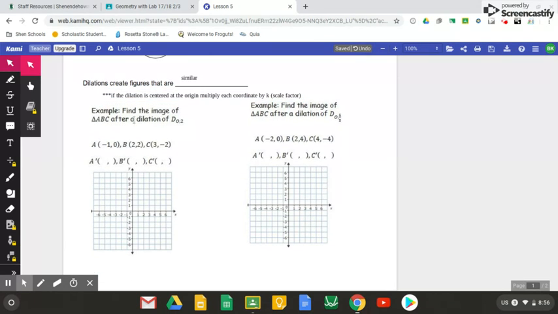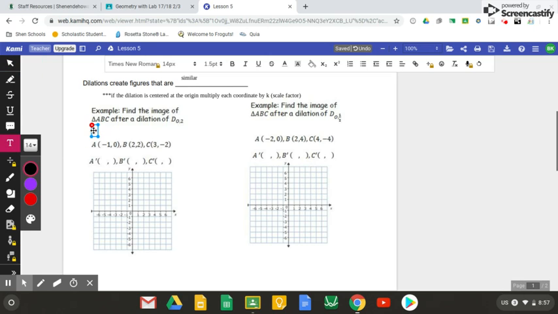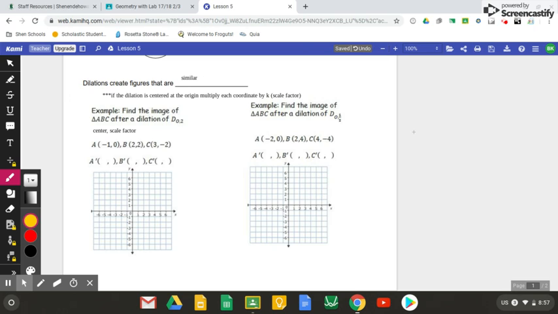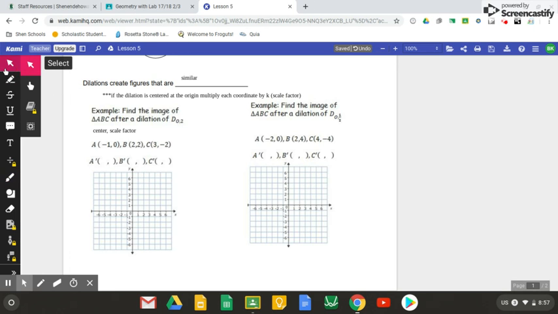So let's look at the first example on the left. We got to find the image of triangle ABC after dilation. That O right there, the first letter in a dilation, which is a capital D, the first one is going to tell you what the center is, and then the second one will be your scale factor. So for example, in this problem, our center is O, the origin, and our scale factor is 2.